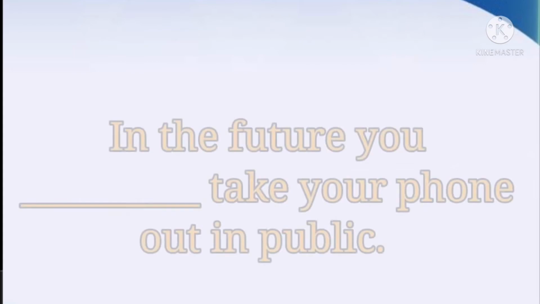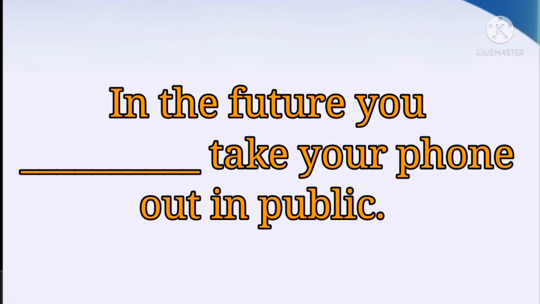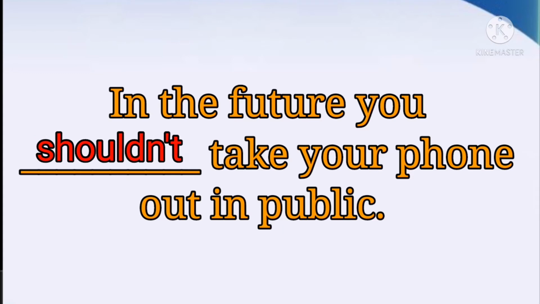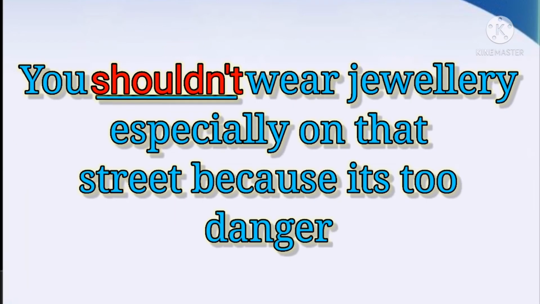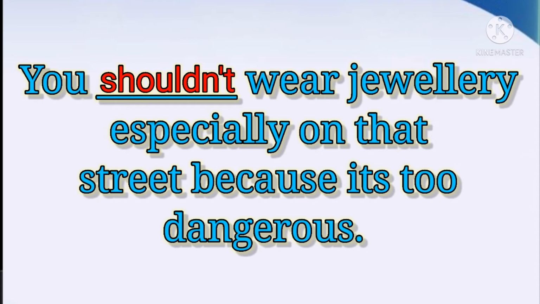Then, in the future, you dash take your phone out in public. So here is, in the future, you shouldn't take your phone out in public. Couldn't, wouldn't, shouldn't. So, in the future, you shouldn't take your phone out in public because it's a strong advice. We use should to give strong advice. Okay? Then you shouldn't wear jewelry, especially on that street, because it's too dangerous.